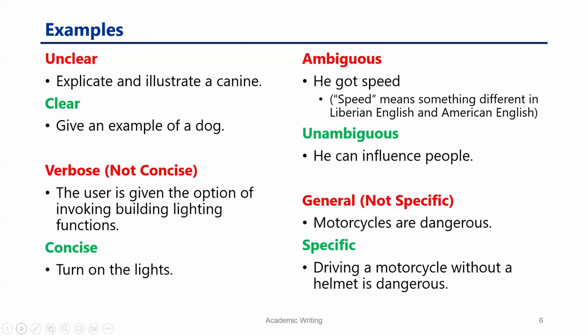Being verbose means not being concise, using more words than you need to get the idea across. In this case, an example would be the user is given the option of invoking building lighting functions. What does that mean? There are so many words there, and they're written in passive voice. You're really not sure what they're saying.